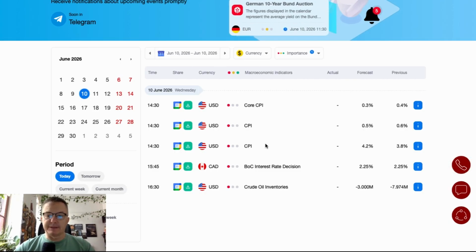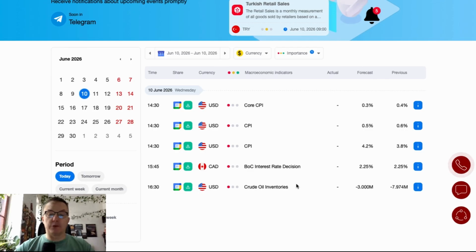The market participants expect the CPI and core CPI to decrease from 0.4 to 0.3 or 0.6 to 0.5%. The general CPI, however, should increase from 3.8% to 4.2% on yearly basis. Bank of Canada interest rate decision will take place at 3:45 p.m. and the Bank of Canada is expected to keep the interest rate at the level of 2.25%.